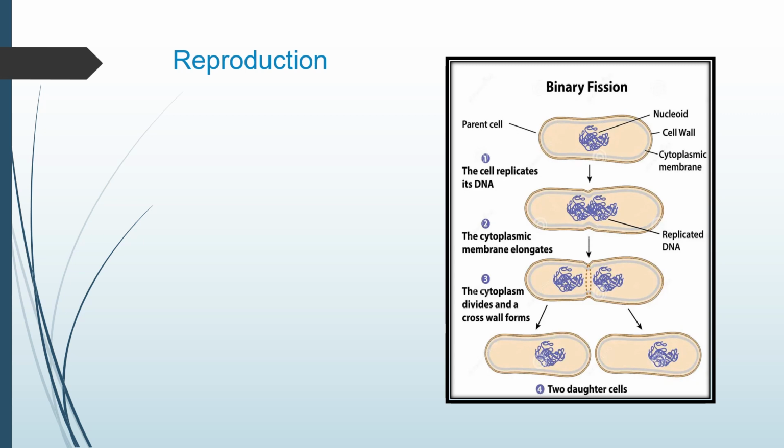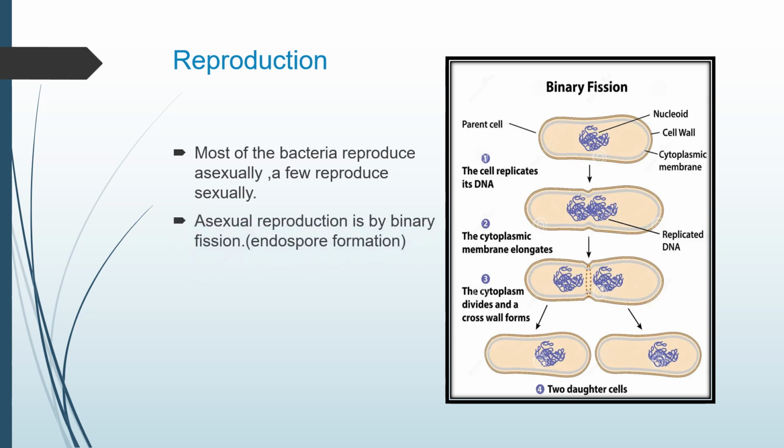When we are talking about reproduction in bacteria, we should know how they generally reproduce. Most of the bacteria reproduce by means of asexual reproduction. The asexual method of reproduction is called binary fission. Most bacteria reproduce asexually, and very few reproduce sexually. So asexual reproduction is by the mode of binary fission. That is the endospore formation. How it is happening, let us discuss this one.